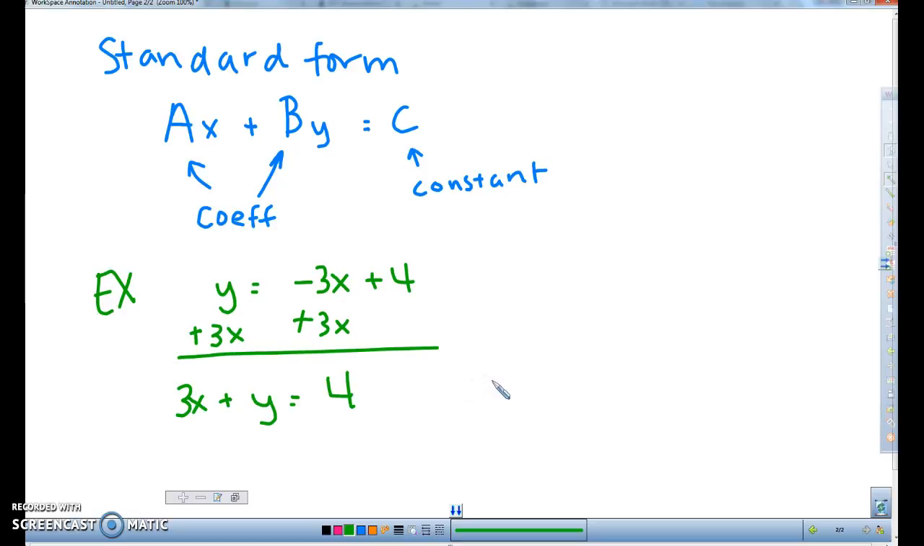Is that linear? Yes, it has an x and a y. The x and y are not multiplied together. Neither one is a denominator. They're not raised to exponents. So yes, this is linear. And now this part is in standard form.